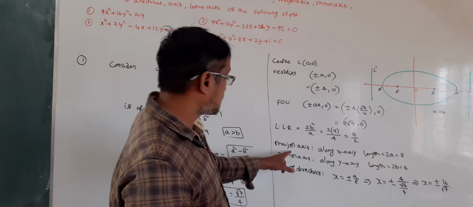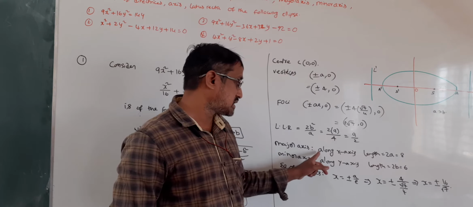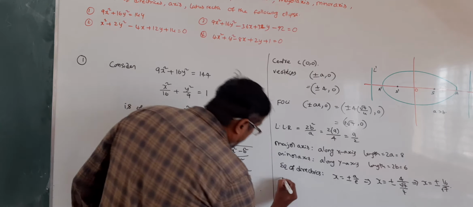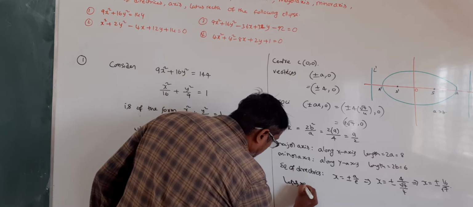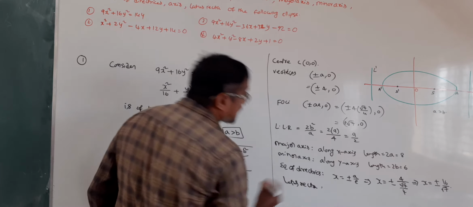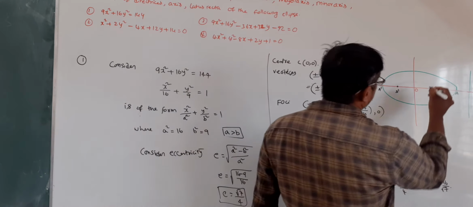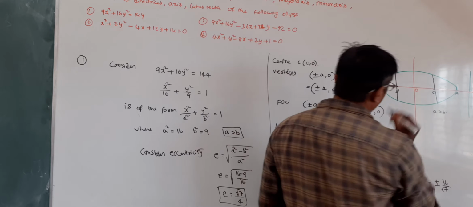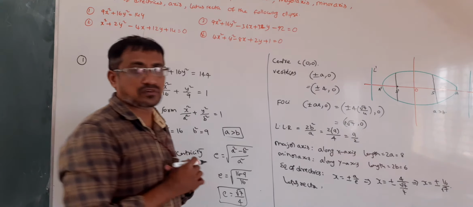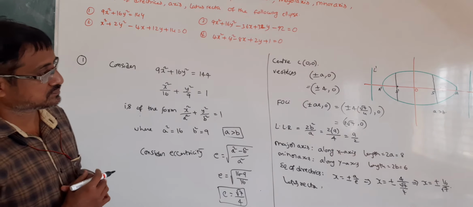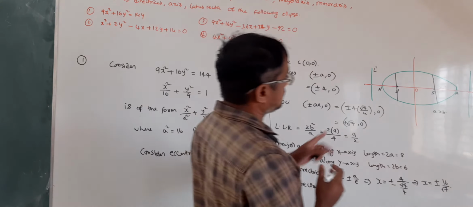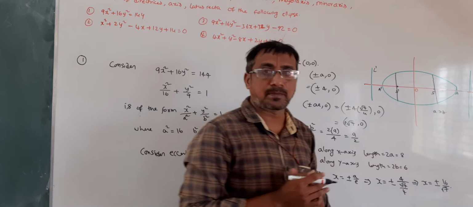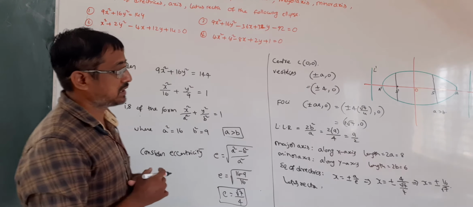You have the axes here, the major axis and minor axis along the x-axis and y-axis. Latus recta. Latus recta is a line passing through the focus and perpendicular to the axis. That means latus recta are parallel to the vertical line.